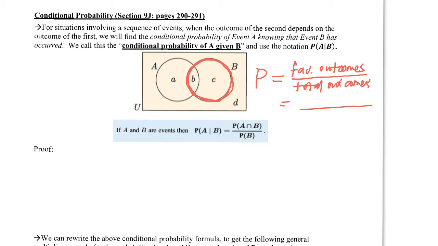you can say, well, if B has happened, the total of those outcomes, meaning the total in those regions, would be B plus C. And then of those, where has A happened, it's only B. So guys, the region where A intersects B, and B plus C is region B, so we have this conditional probability formula.